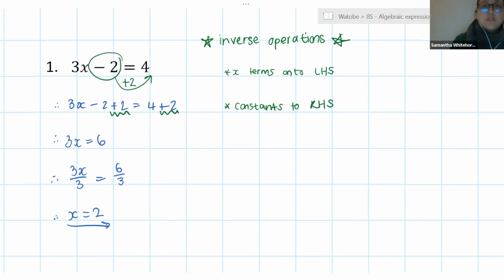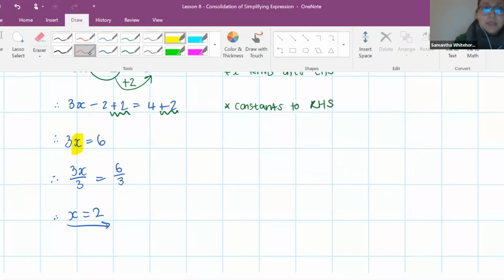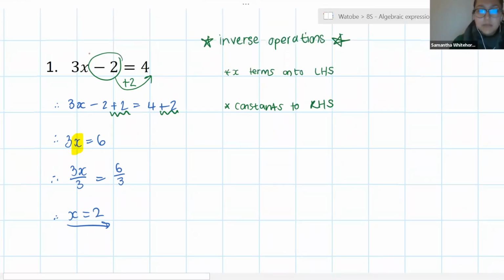Now, remember, the goal of solving an equation is to get x alone. I don't want 3x, I want x. So again, inverse operations comes into play. Originally, it was 3 times x, so the opposite is to divide by 3. If I'm going to divide what's on the left by 3, I need to keep my equation balanced and also divide what's on the right by 3. So I have to remember to do it to both sides. Then 6 divided by 3 gives my answer of 2.